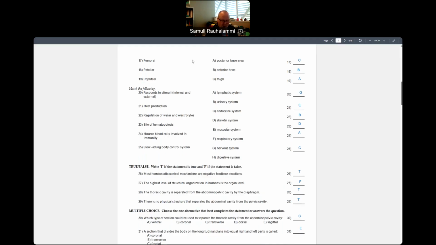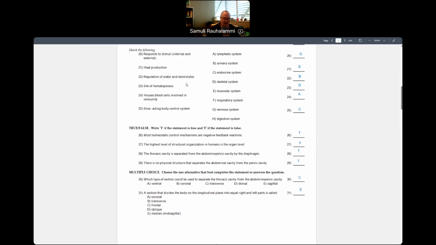Femoral refers to the thigh. This is where your femur, the big bone, runs inside. Tarsal, we already covered that, but let's talk about patellar. Patellar is the kneecap area. Popliteal, again, is on the other side of the knee, at the back.